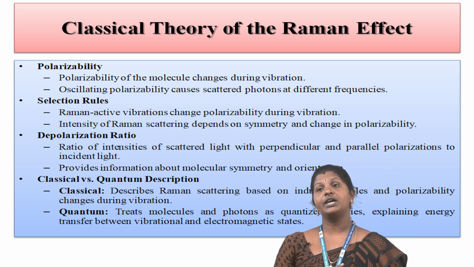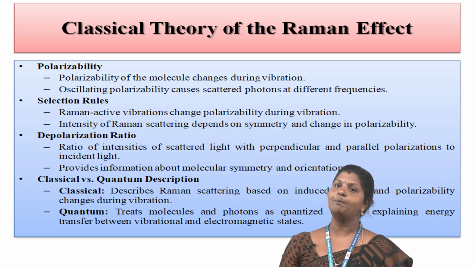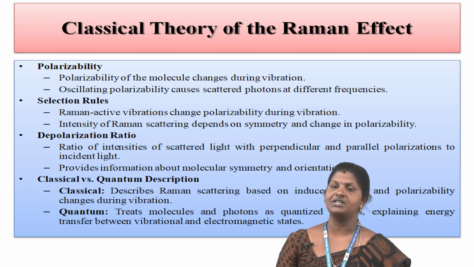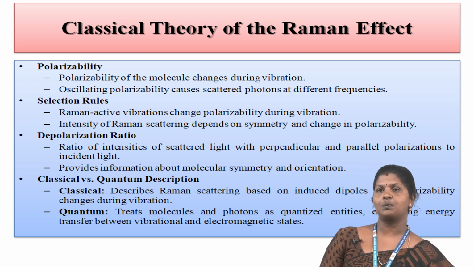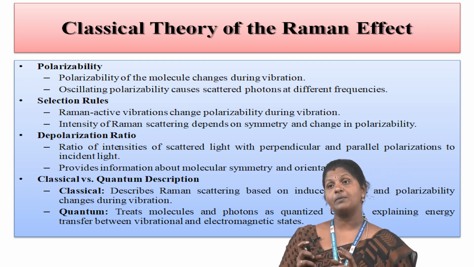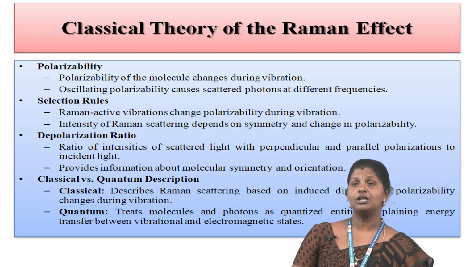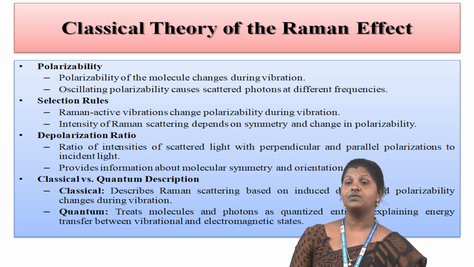Depolarization ratio is the ratio of intensity of scattered light with perpendicular and parallel polarization to the incident light. It provides information about molecular symmetry and orientation. Then classical versus quantum description. The classical theory describes Raman scattering based only on induced dipole and polarization changes during vibration. Then quantum theory treats molecules and photons as quantized entities, explaining energy transfer between vibration and electromagnetic state.